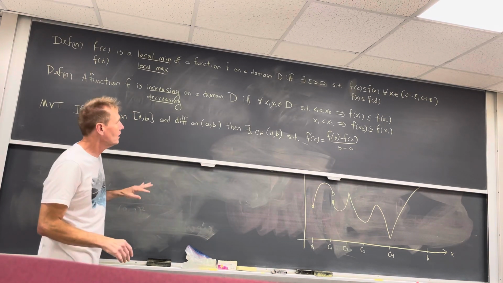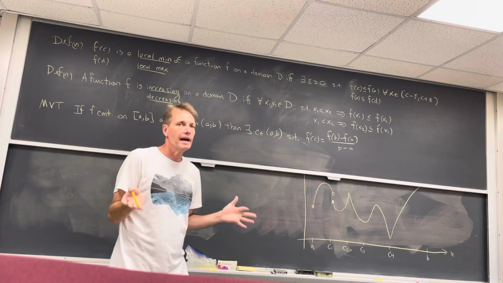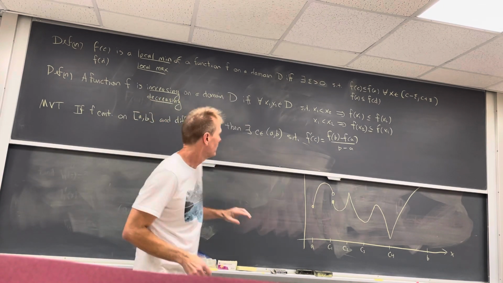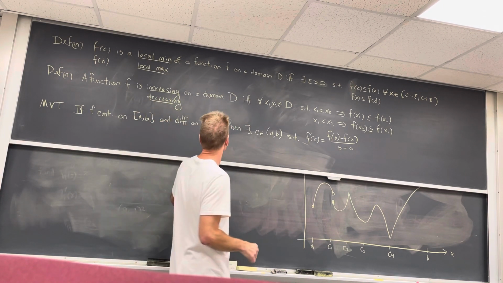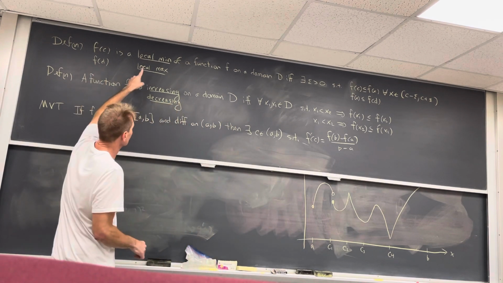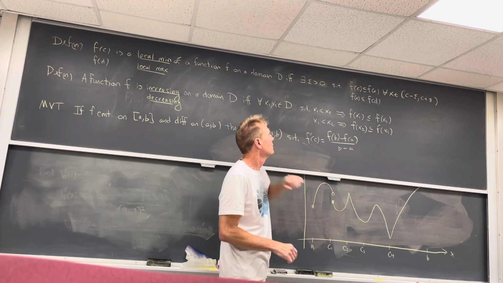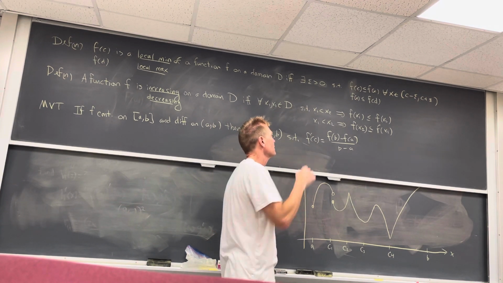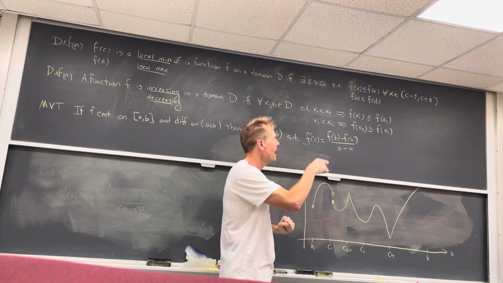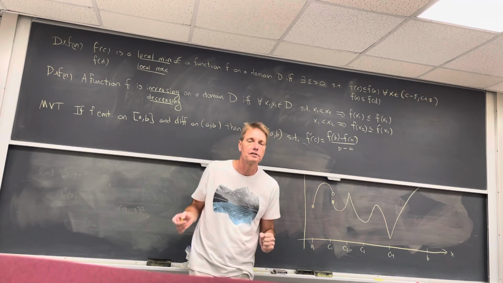Okay, so let's first of all talk about what it means to be a local max and local min. We have the definitions here. f(c) is a local min of a function if and only if there exists an epsilon such that f(c) is less than or equal to f(x) for every x in the interval c minus epsilon to c plus epsilon.